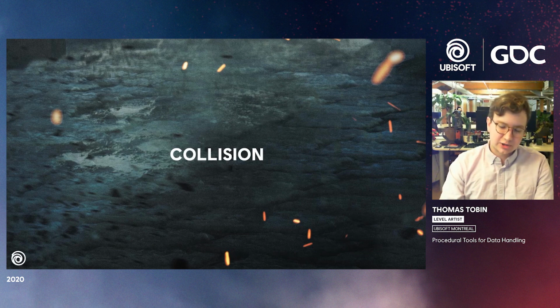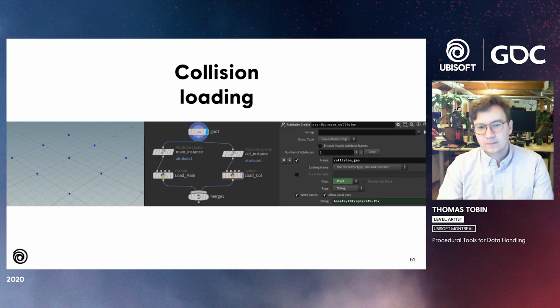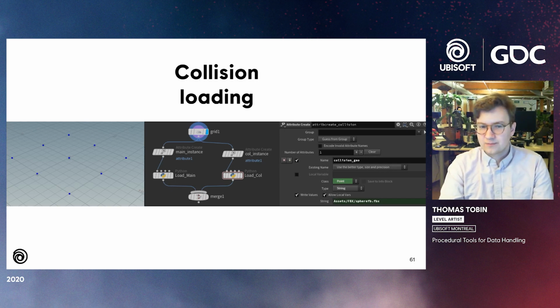The next step was collision. We needed to know that this object has collision, first of all, and then where's the collision located? Our collision FBXs were not inside or matching the same as their source FBX. So what I mean by this is, if you have one cube, for example, the cube at each point does not know if it has a collision object associated.